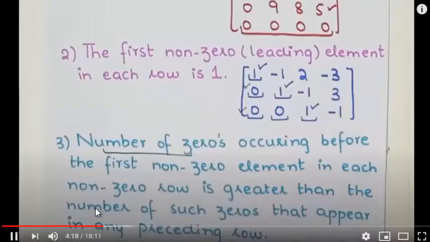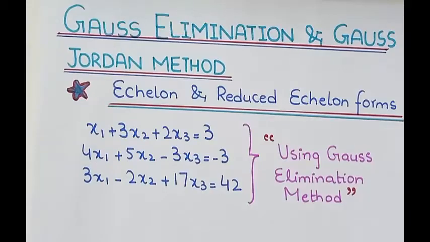Now let's take an example. So these were the rules of a matrix to be in echelon form. So starting our first question, if you want to see the complete video of echelon form and reduced echelon form, I have dropped the link in the description box. You can watch my previous videos for better understanding.